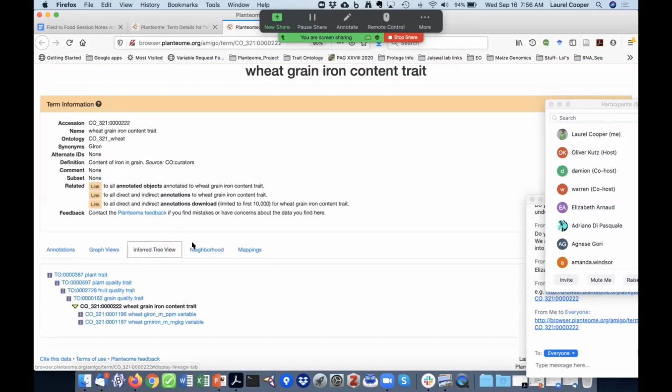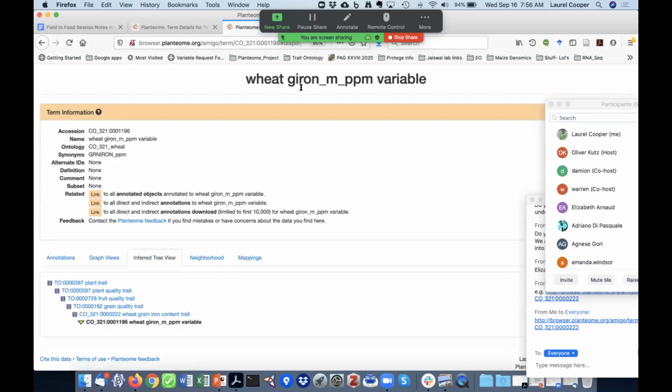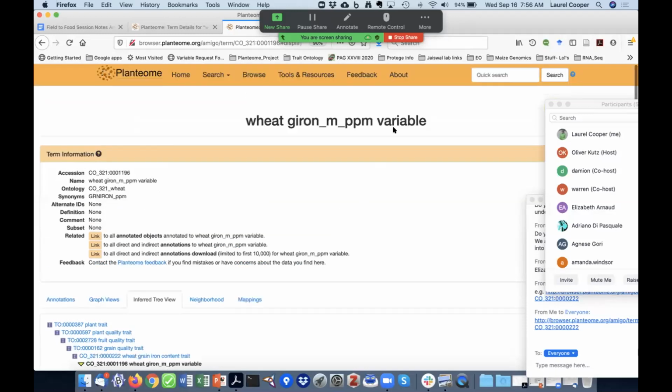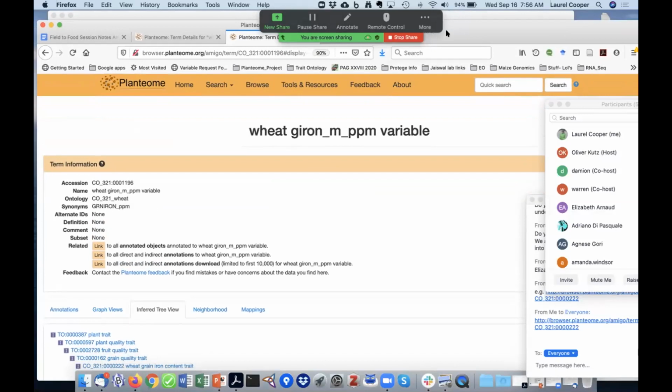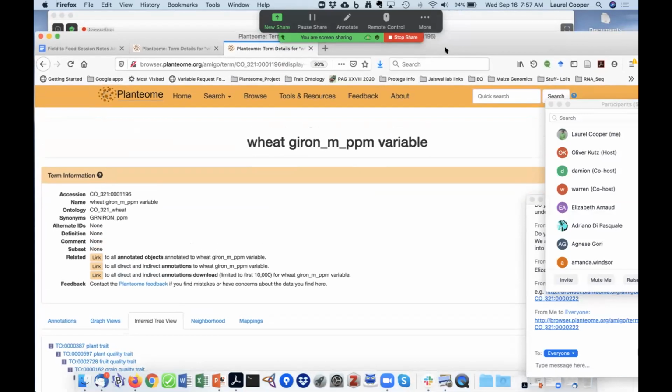And so if you look down here, below this grain iron content trait is the variable term. The reason the name looks a little bit weird is because it's an abbreviation of the parts that are in there. So it's grain iron. It's not a typo. And behind this are the method and the scale that the breeders use to measure that. So that's definitely something to think about regarding the way it's done at OLS.